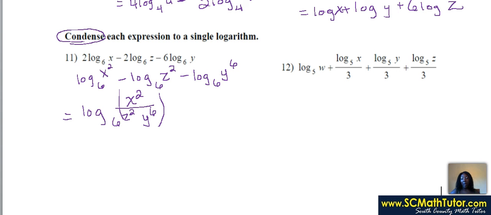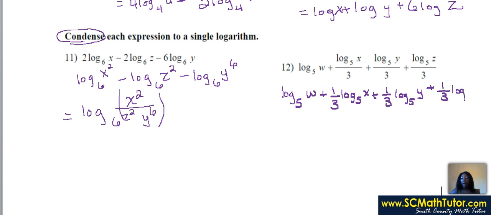That's like saying I'm going to rewrite this as log. Okay, let's make this a little bigger. Log base 5 of w plus, if this is a denominator, it's like saying 1/3, right? Divided by 3 is like cutting it in thirds. Okay, log base 5 of x plus 1/3 log base 5 of y plus 1/3 log base 5 of z. Notice how all of these are 1/3, okay?